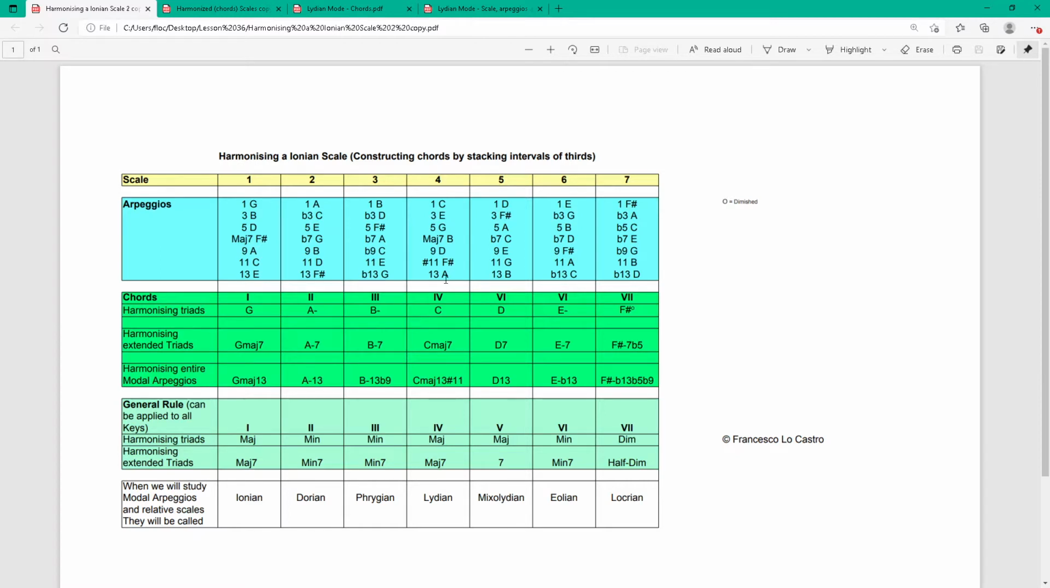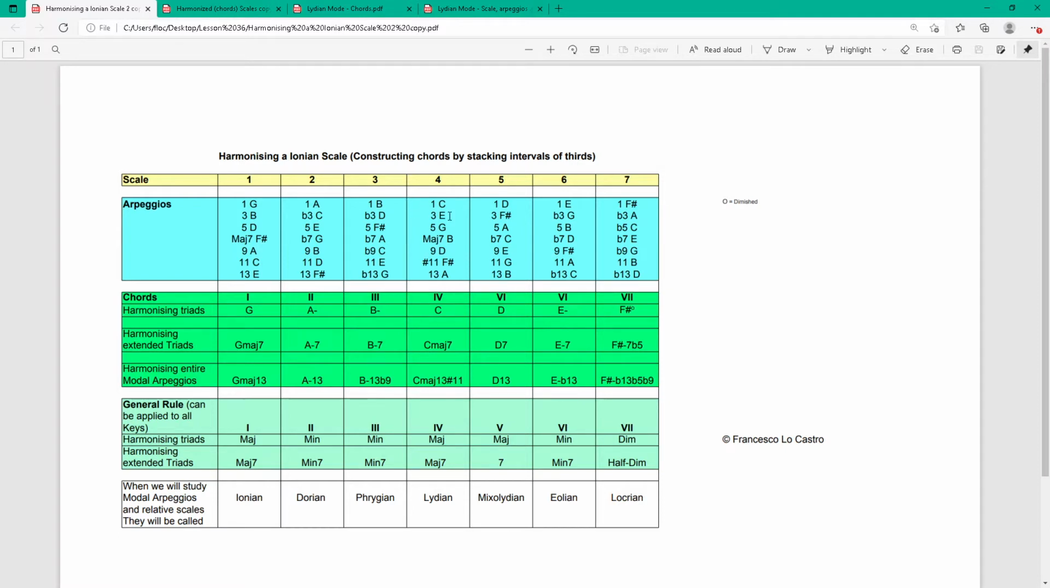G, A, B, C, D, E, F sharp. The difference that is spelled as an arpeggio starting from the fourth degree of the Ionian scale. And again, I'm relating every single interval to the C note in this case, okay?